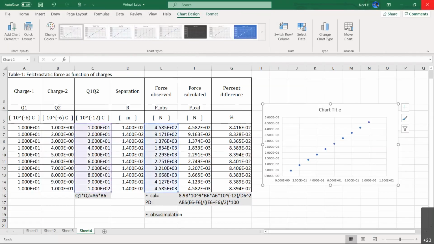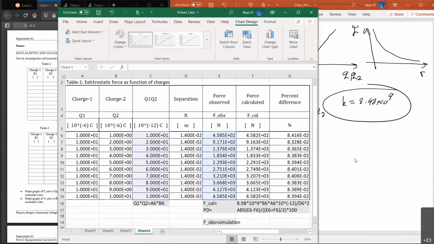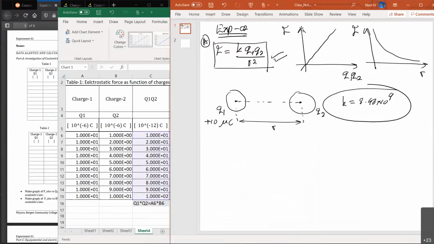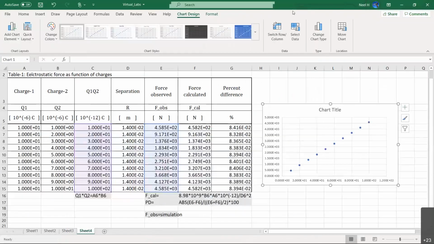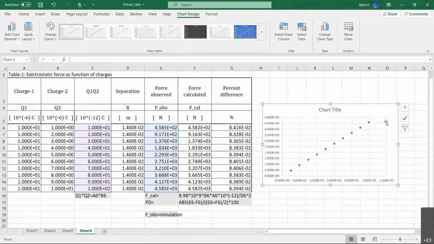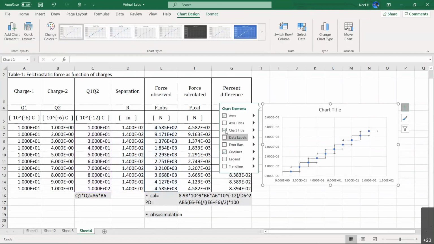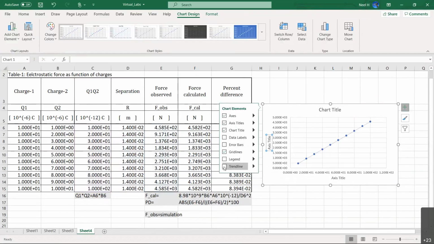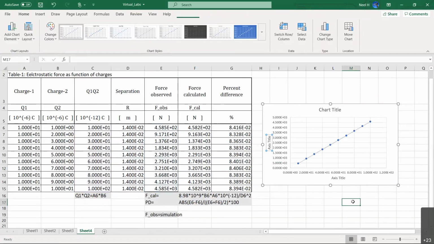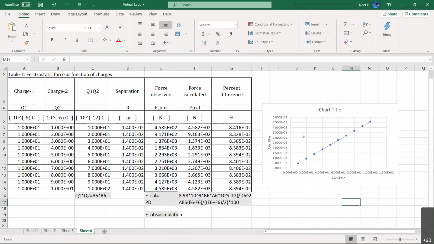You can see that is what we are expecting. Theoretically, this is our expectation, right? If you make a graph with force on the y-axis and Q1 Q2 on the x-axis, you should get a linear graph, right? So that is what we are observing. If you get that graph, it means we are doing it correctly, and then you have to do a couple of other things. You have to add axis titles, and then you have to add the trend line, linear. All of these you can do before you put this back into your lab report.